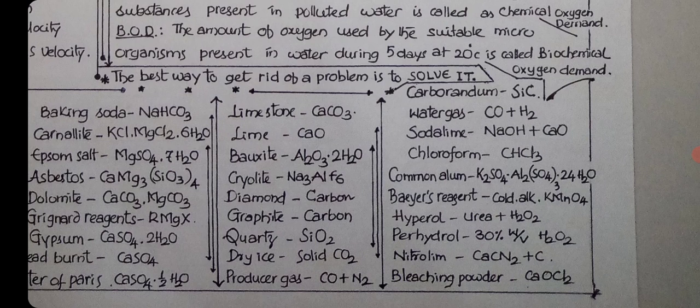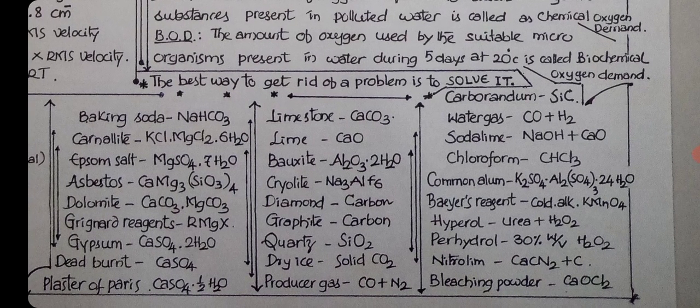identification of alkenes from alkanes or alkynes from alkanes, unsaturated compounds you can say. Hyperol is urea and hydrogen peroxide. Perhydrol is 30% or 100 volume strength hydrogen peroxide. Nitrolim is CaCN2 and carbon mixture. Bleaching powder is CaOCl2.